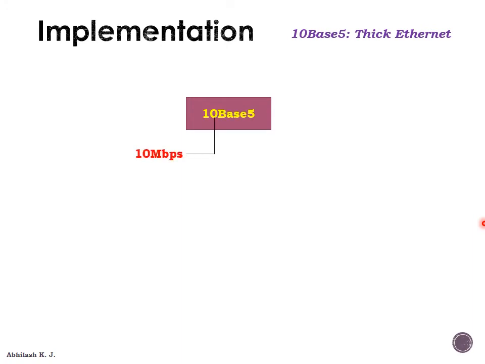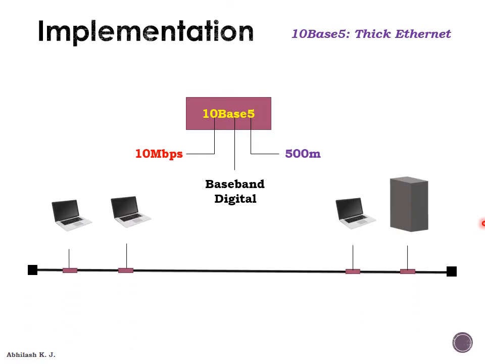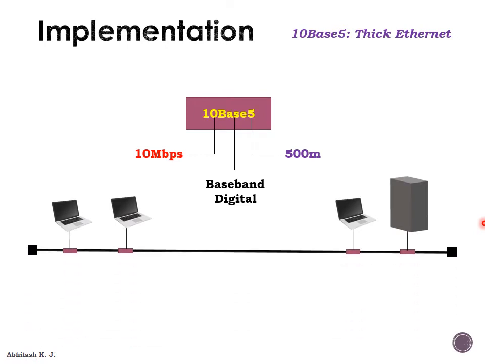So the 10Base5 here means 10 Mbps of standard Ethernet, which makes use of baseband signal, that is digital signal, which has a limitation on the length of the cable of 500 meters. So we have considered an example here which made use of around 4 systems that are connected to the bus topology, with cable ends at each end. This cable end length is a maximum of 500 meters.